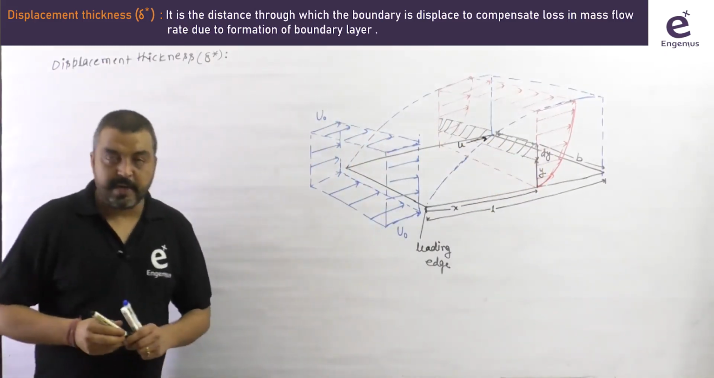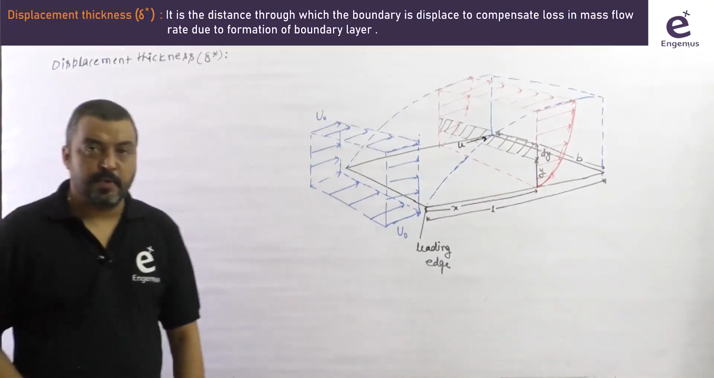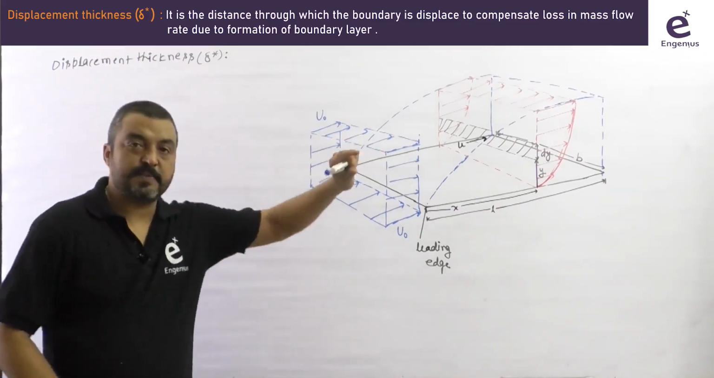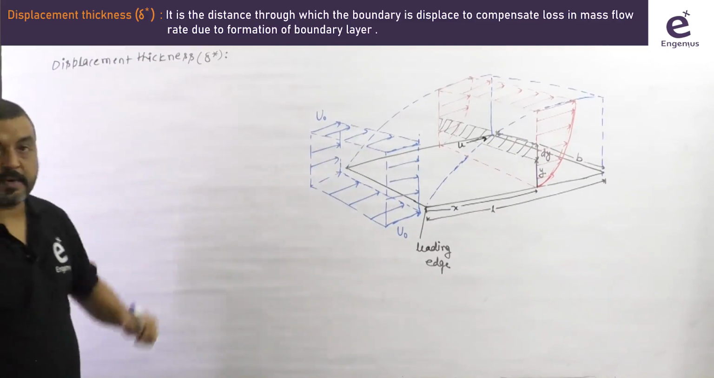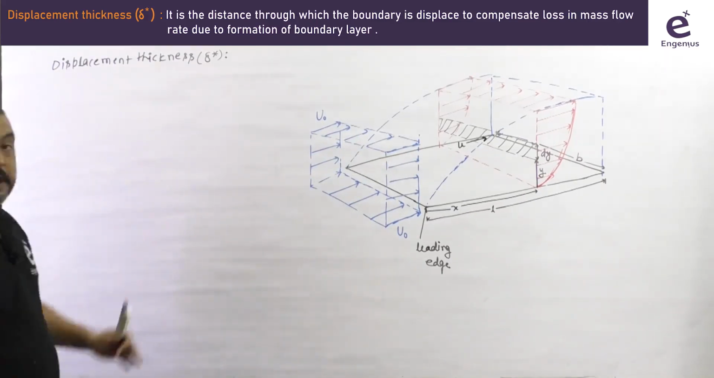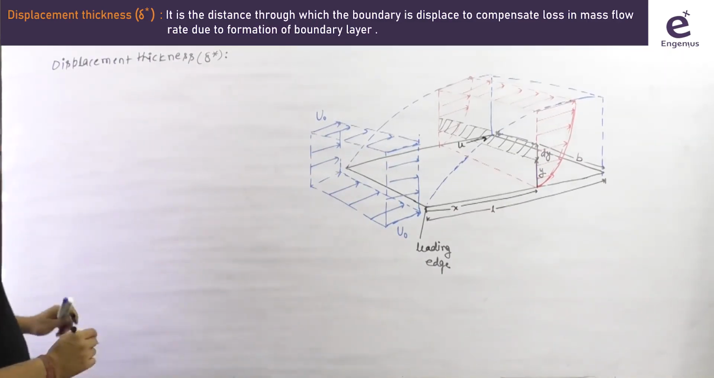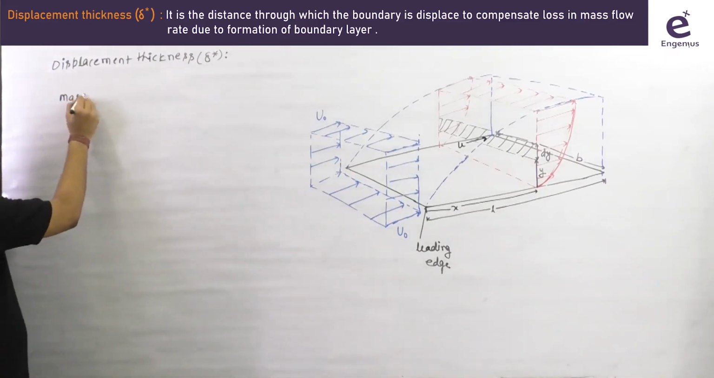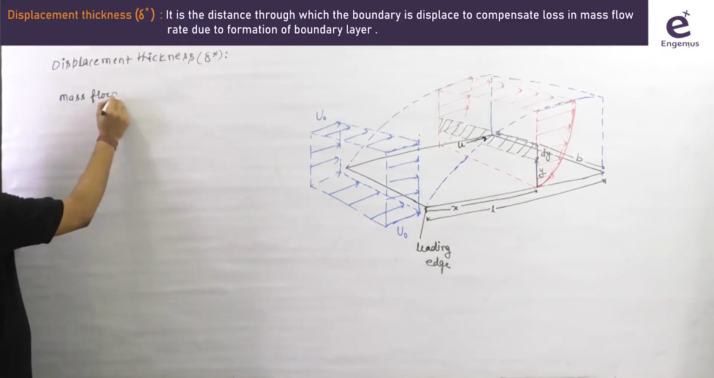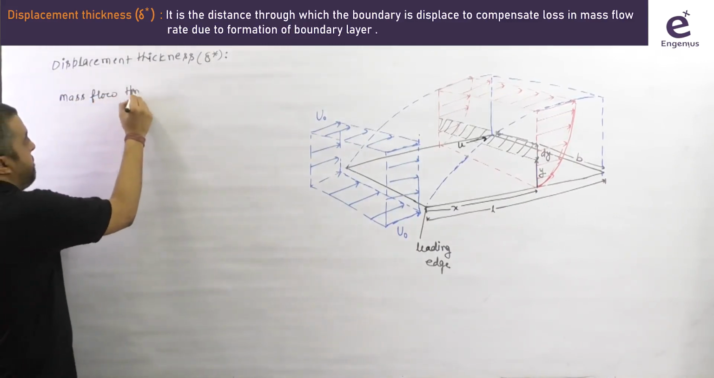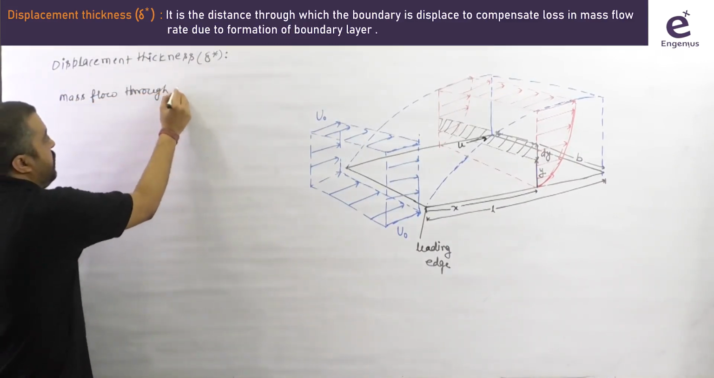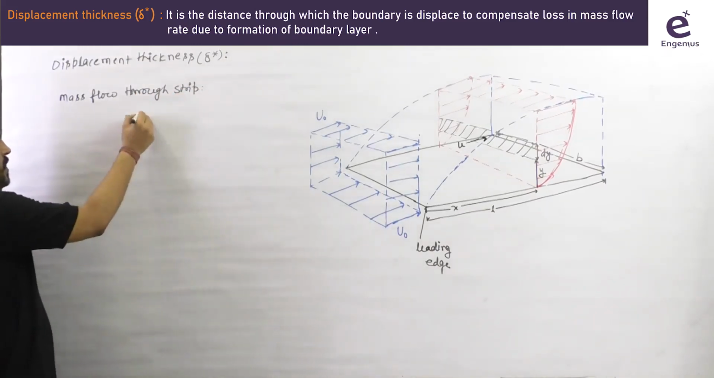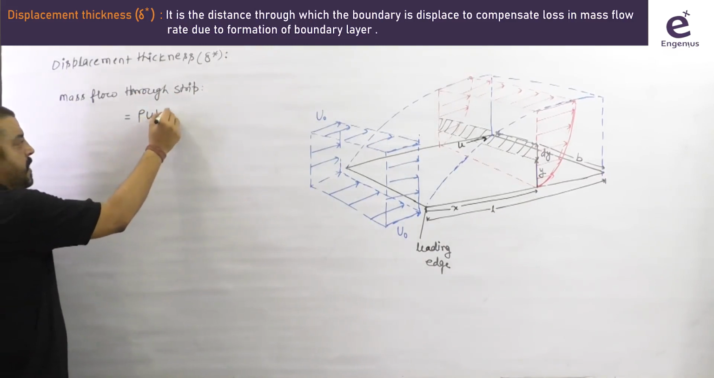Can you tell me what will be the mass flow rate that is passing through this strip? What should be the mass flow rate through the strip? We are defining this mass flow rate within the boundary layer. So I'm saying the mass flow rate through the strip. So you can say in this case it is rho u b dy.